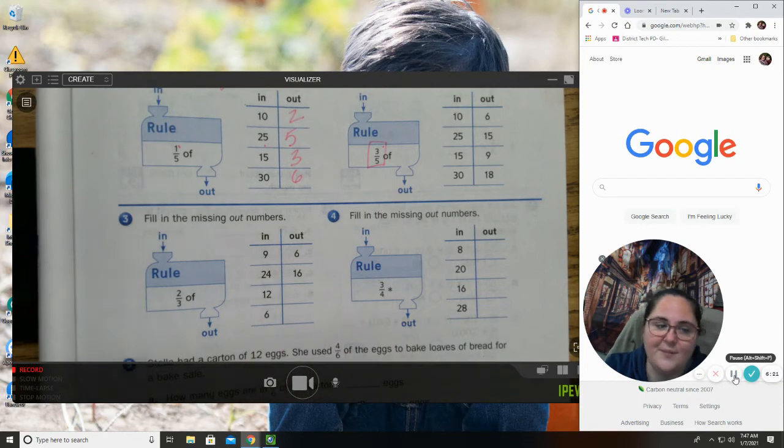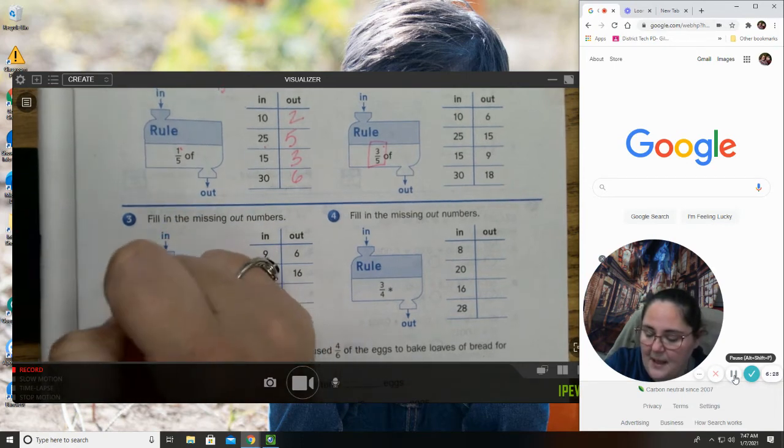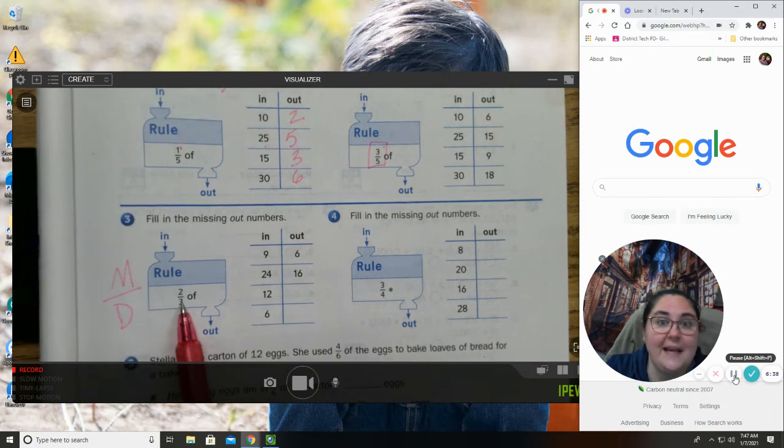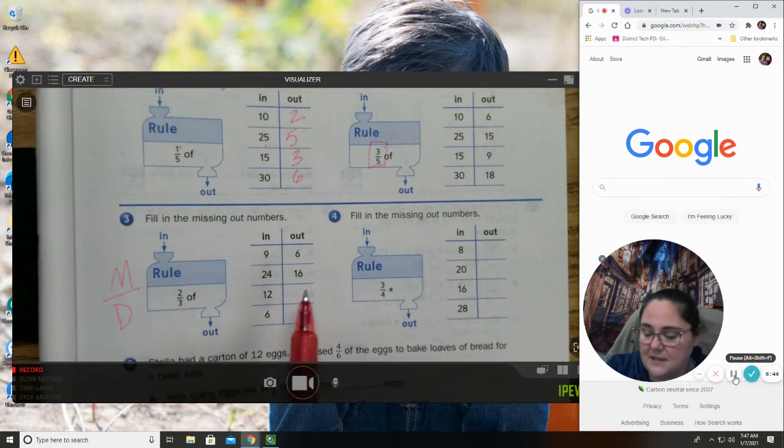Now, here's my hint. Remember, you don't have to do it in that order every time. As long as you multiply by the top and divide by the bottom, it doesn't matter. So I'm going to do it the opposite this time. I'm going to do 24 divided by 3. 24 divided by 3 is 8 times my top, which is 2. 8 times 2 is 16. Sometimes that's going to be easier.